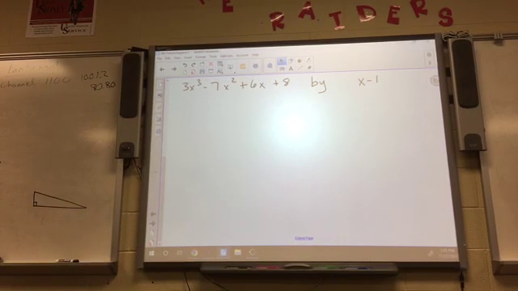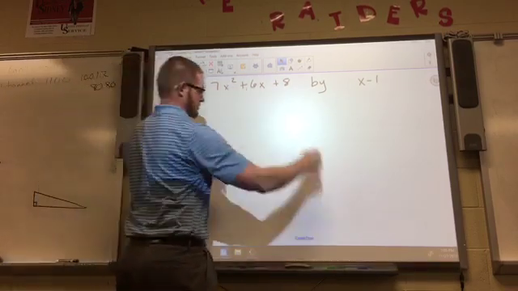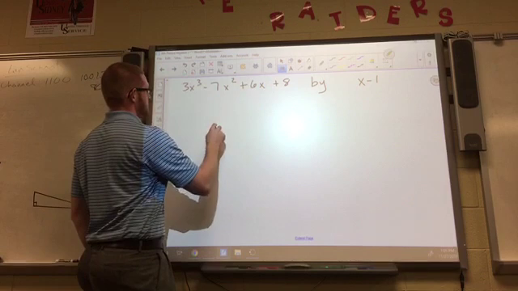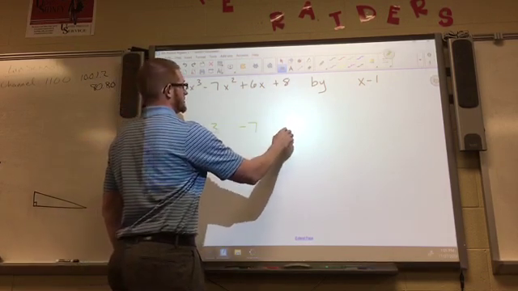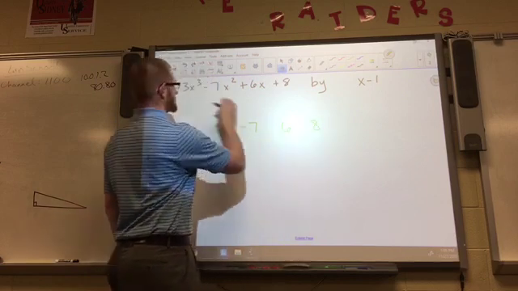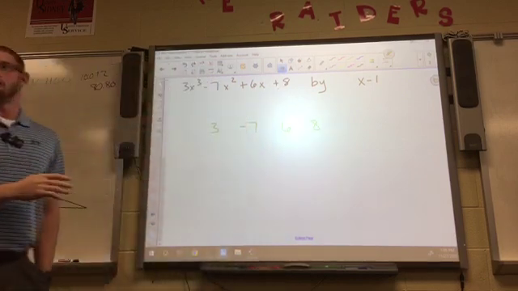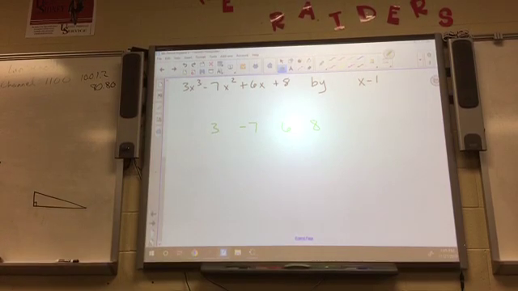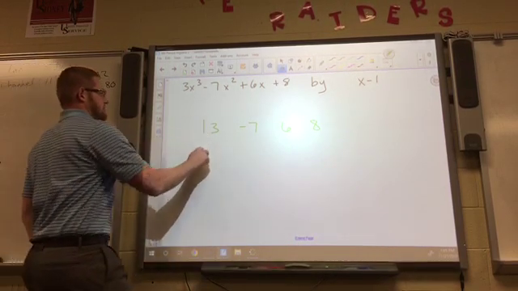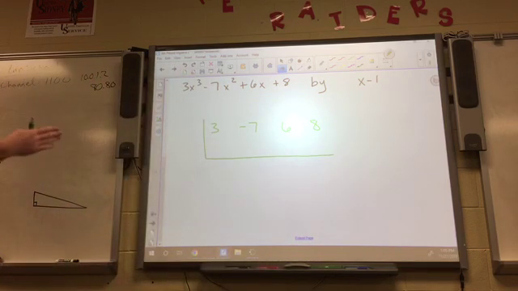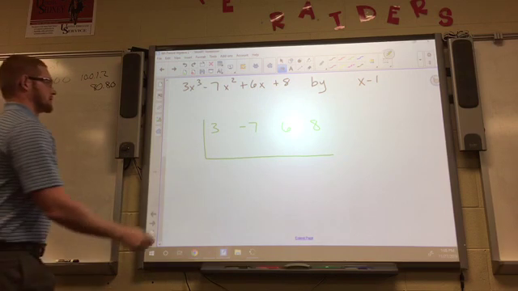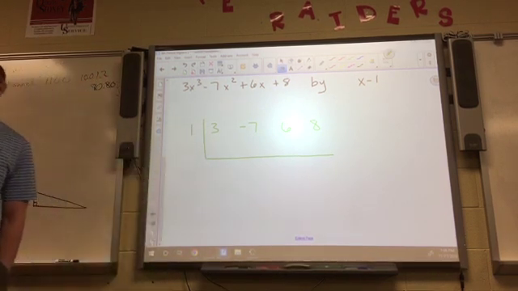What was our first step? Bring down my coefficients from my variables, right? Okay, so I have 3, -7, 6, 8. Was I missing anything that I should have filled in? No, we're good there. And then I draw my upside down division bar for synthetic division. What goes on the front? 1. Positive or negative? Positive 1. Good. Anybody confused on how we got positive 1?